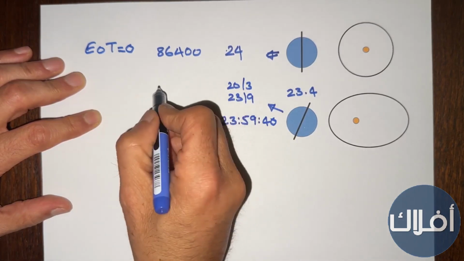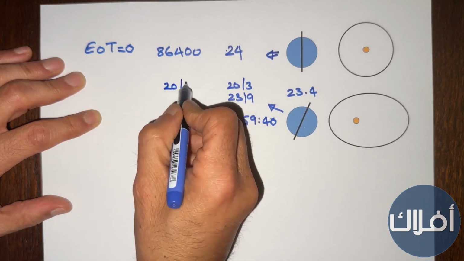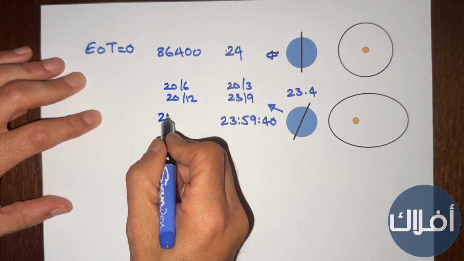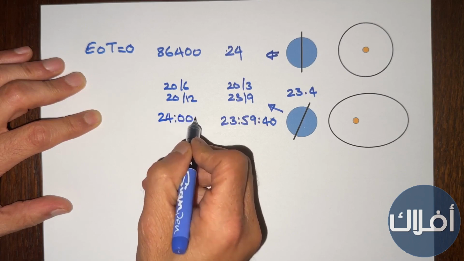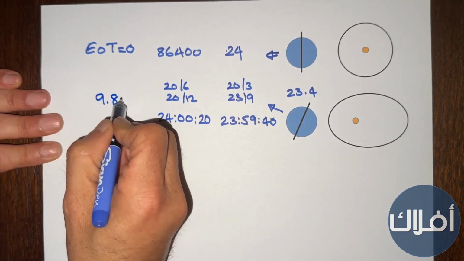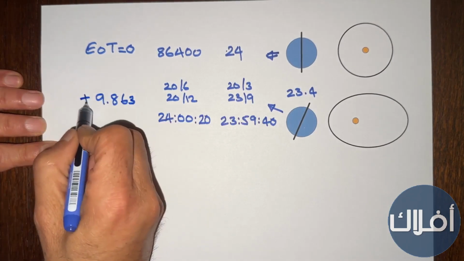On the summer solstice on the 20th of June and the winter solstice on 20th of December, day length will be 24 hours and 20 seconds. Those seconds will add up to 9.863 minutes, plus or minus.